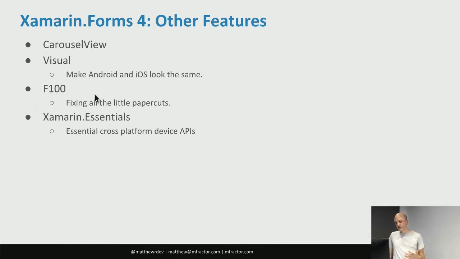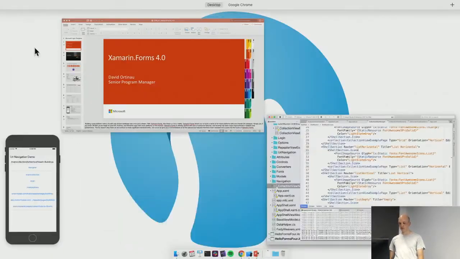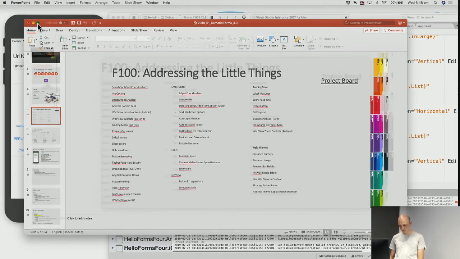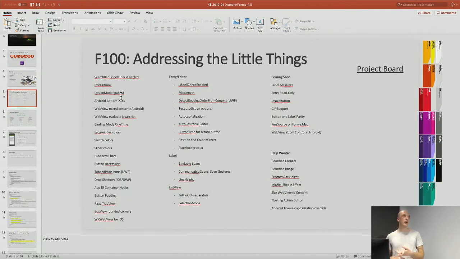Another thing, which I'm not sure if it's a feature or just lots of little fixes, F100. So this is a community-led effort to just fix a lot of the little paper cuts. So this is things like disabling spell check in a text editor, turning off text prediction, just lots of little things on lots of the controls that by themselves are just kind of annoying, but in a huge collection, they get quite frustrating. So they fixed tons of these little problems, and this is stuff you normally write a renderer for or an effect for, and now it's just part of the API, which is quite cool.